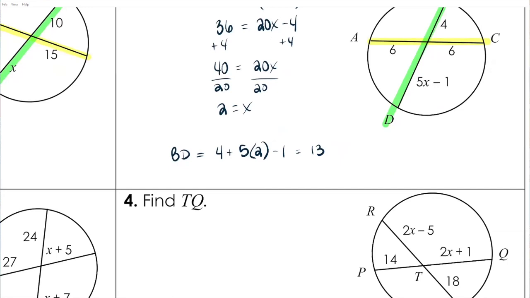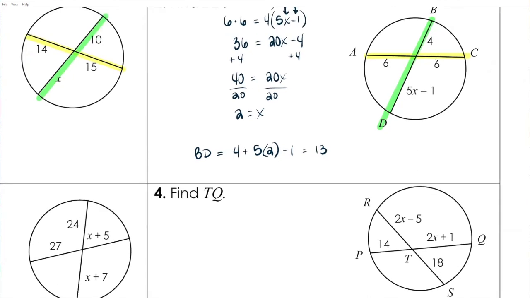Can anybody see what's going to happen eventually? Not yet. Our Algebra 1 skills are going to come back into play. Maybe on the next one. No, not on the next one.